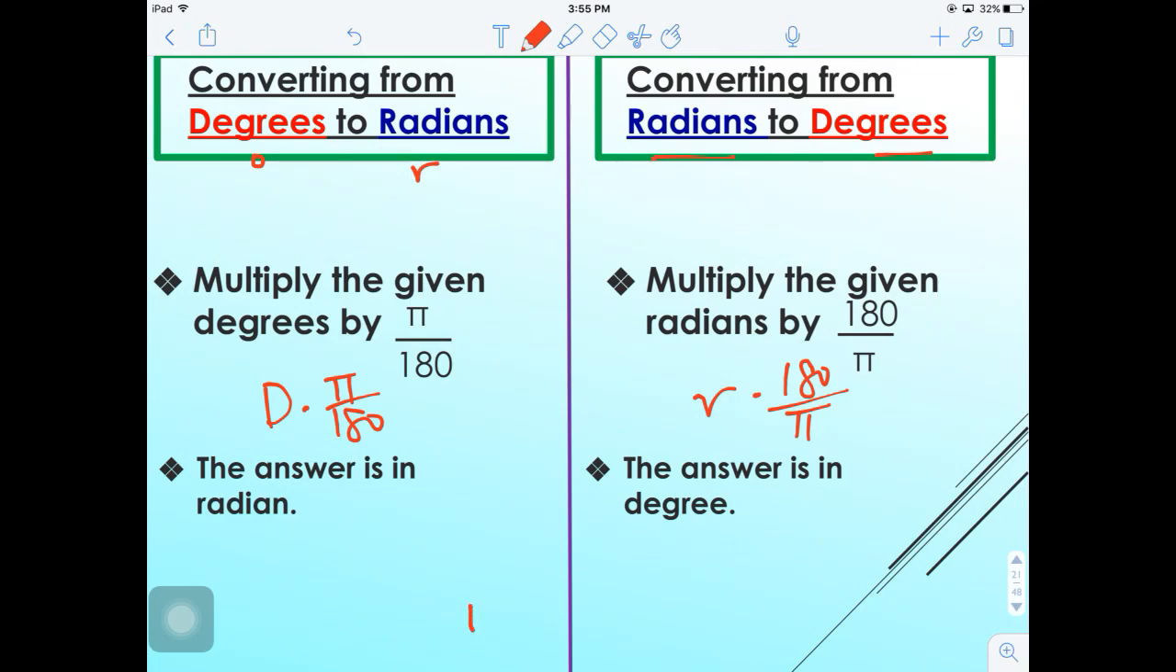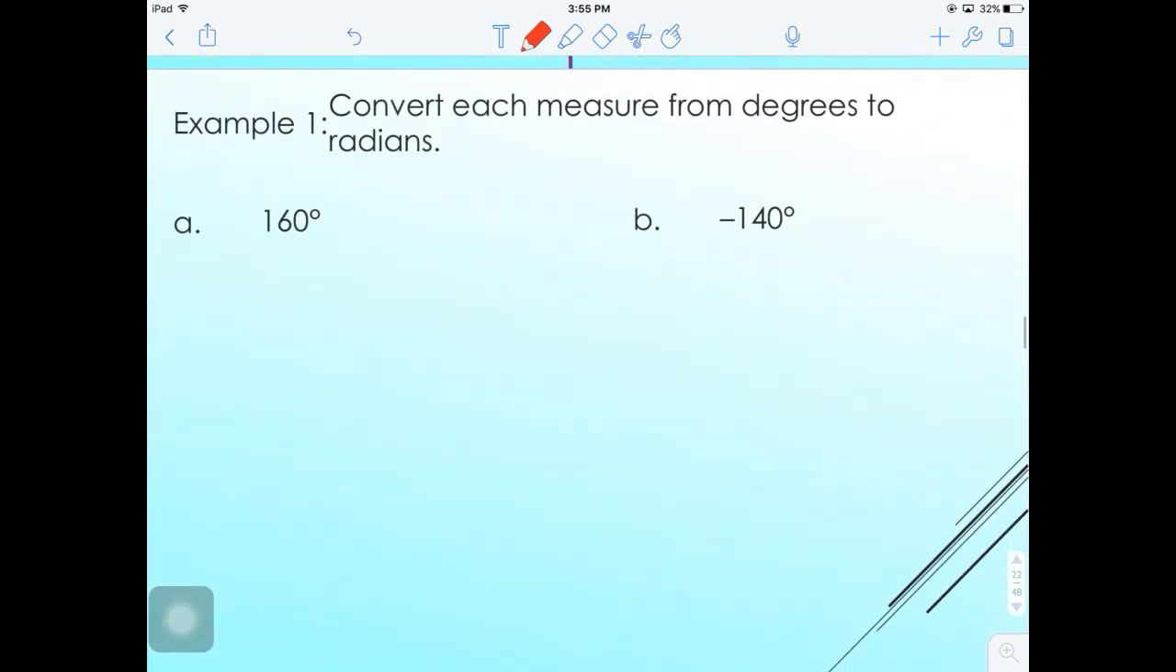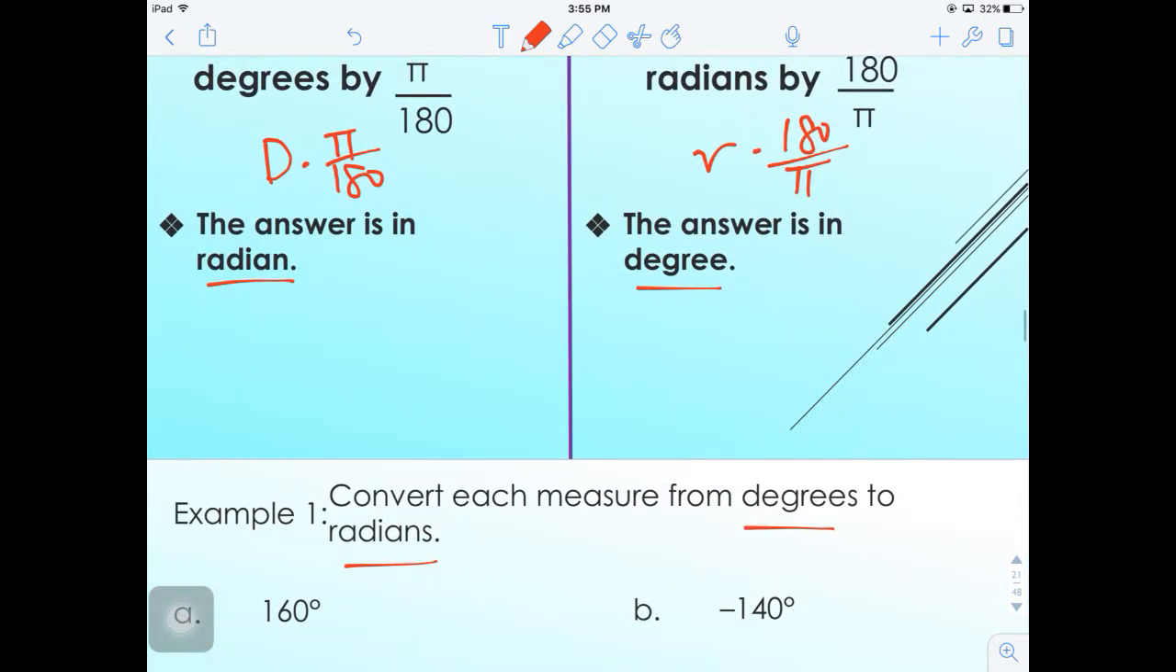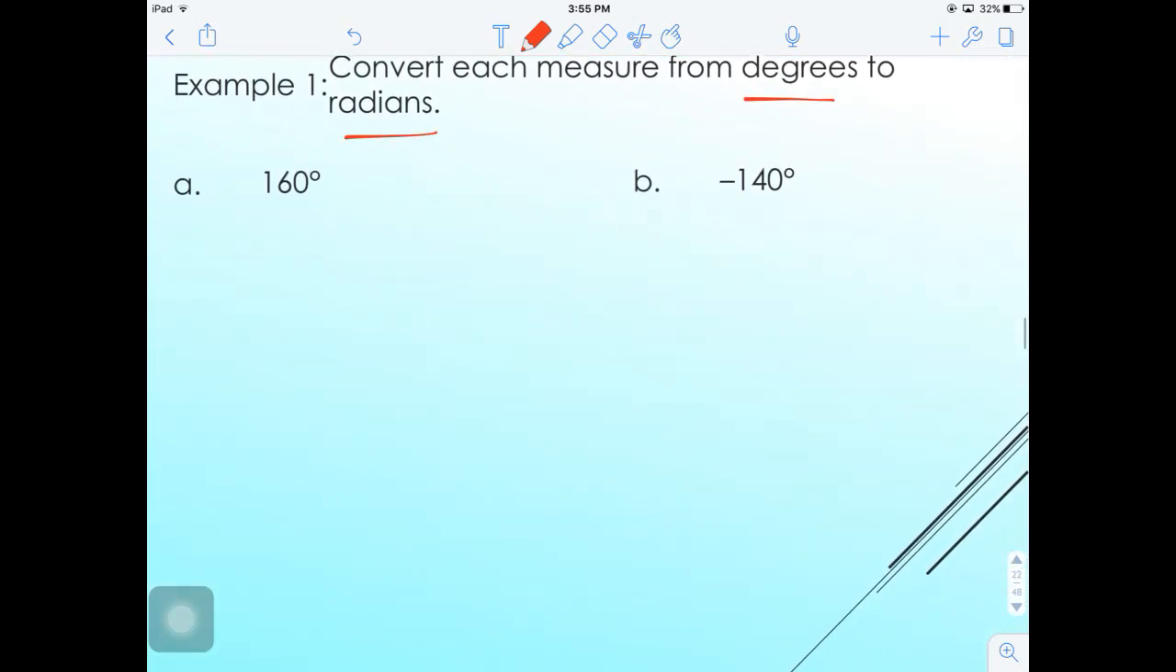And the answer that you get converting degrees to radians is going to be in radians, and converting back will be in degrees. So let's take a look at the first example. Let's convert 160 degrees to radians. Based on the formula that we have, we're going to multiply the degrees, 160, times pi over 180. Notice that you can just use the a b/c button on your calculator and you'll get a reduced fraction, something like 8 over 9.